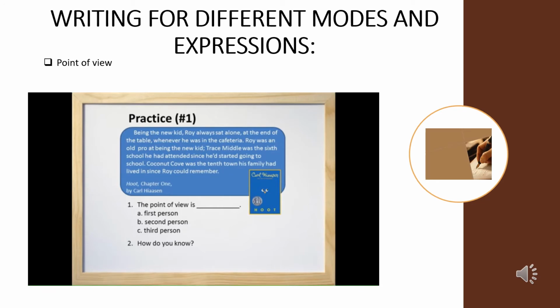Question 1. The point of view is A. First person, B. Second person, or C. Third person. Question 2. How do you know? For question 1, just circle the correct answer. For question 2, you can refer back to the chart that we completed right before these questions. Record your answers and pause the video while you work. We'll check all the answers in just a moment.